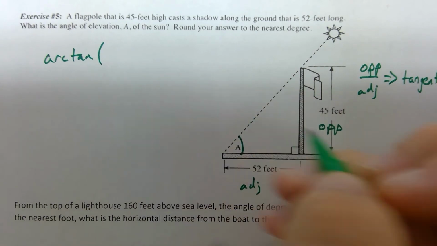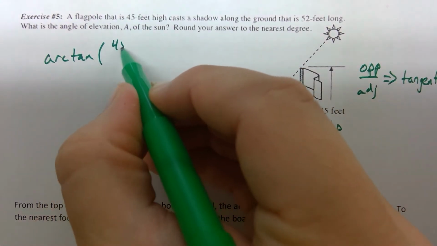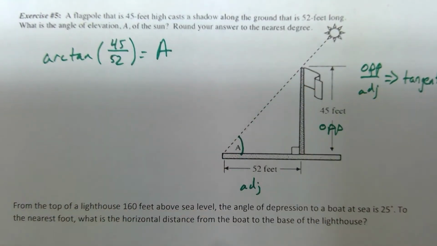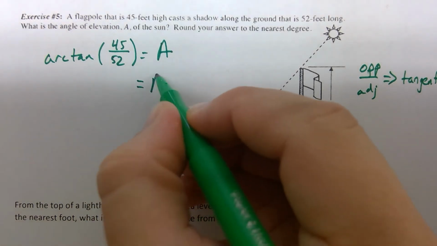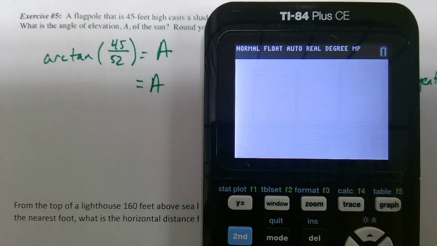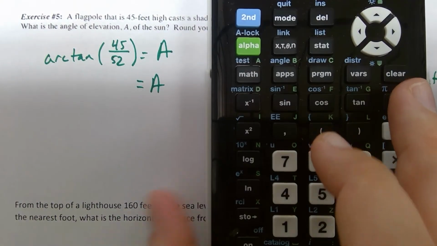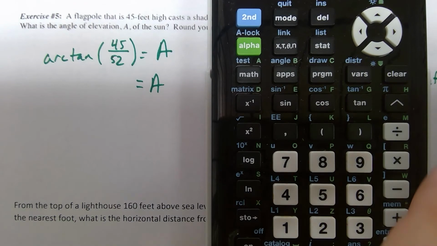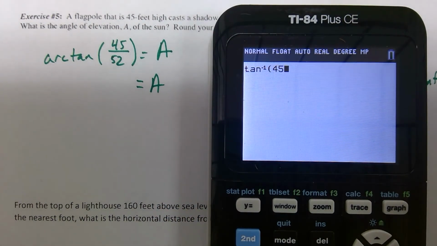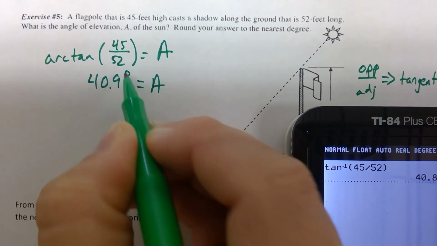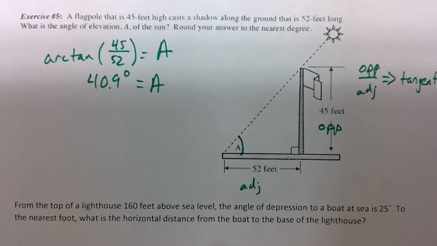So arctan, what's our ratio? Opposite, 45. Adjacent, 52, equals A. Let's put that in the calculator here. So remember, after our blue button, the second, and then tangent to get the inverse tan, and then 45 divided by 52. 40.9 degrees. Okay, make sure you put that degree symbol on there.